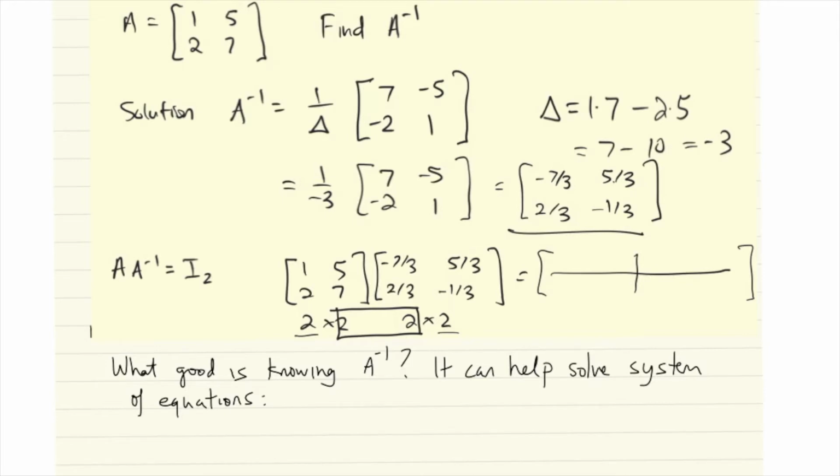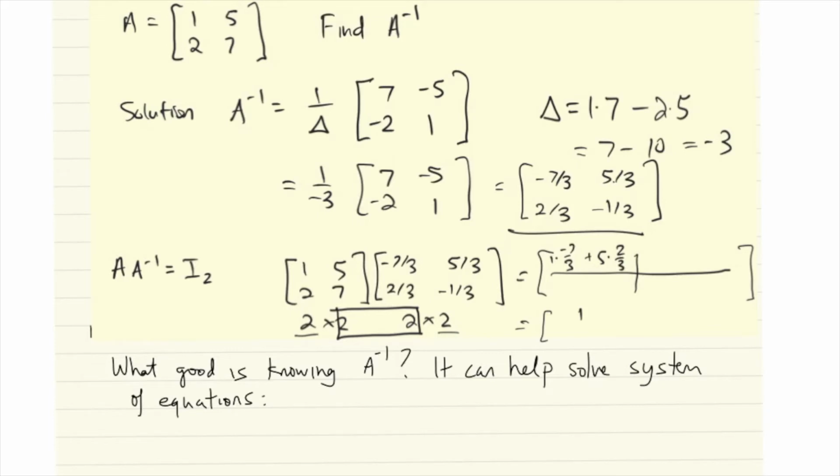All right, the term in the 1, 1 position is row 1 dot product with column 1. So 1 times negative 7 thirds, plus 5 times 2 thirds. Here's the 1, I multiply by the negative 7 thirds, and I take this 5 and multiply by this 2 thirds. Again, row 1 dotted with column 1. If I simplify the arithmetic here, negative 7 thirds plus 10 thirds is exactly 1.